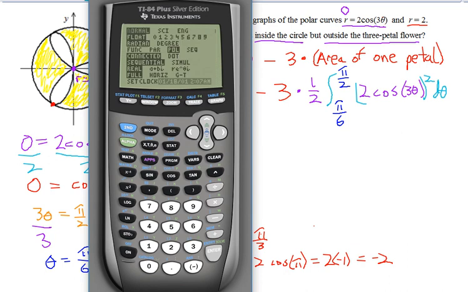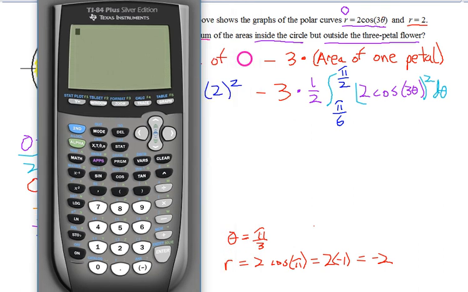So in mode here, just make sure it's in radians. You don't have to have it in polar, but it makes it look more like what we have on paper here if you do have it in polar. Let's quit out of there, and then let's just type it in.